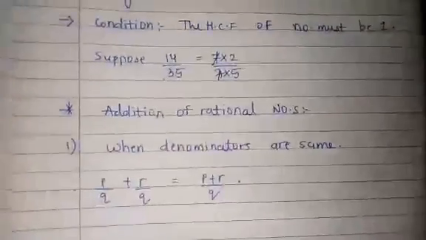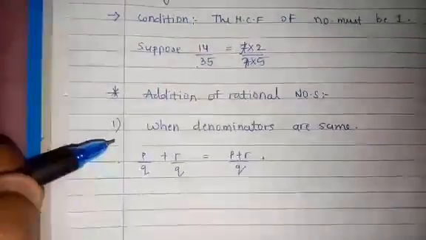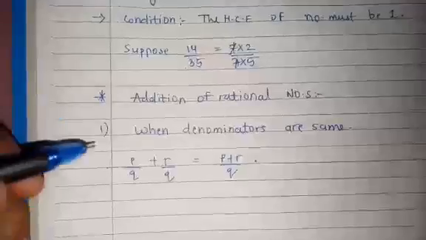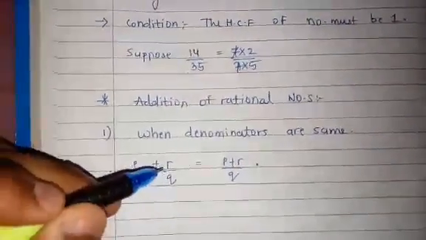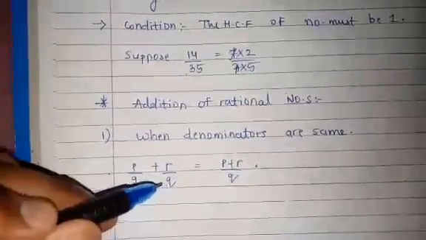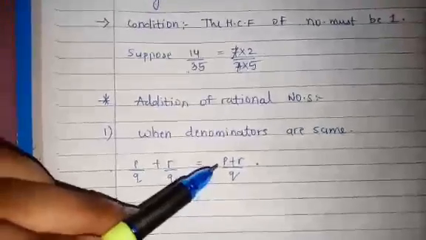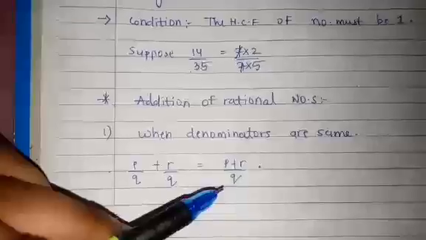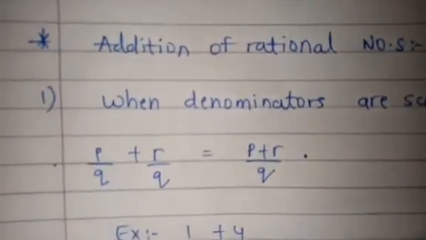Let us now proceed further to addition of rational numbers. It is of two types. First is when denominators are same. Suppose I take a rational number P by Q and another rational number R by Q, here Q and Q, that is our denominators, are same. So simply you can add the numerators and get the answer, that is P plus R by Q. Let us understand this concept by the following example.